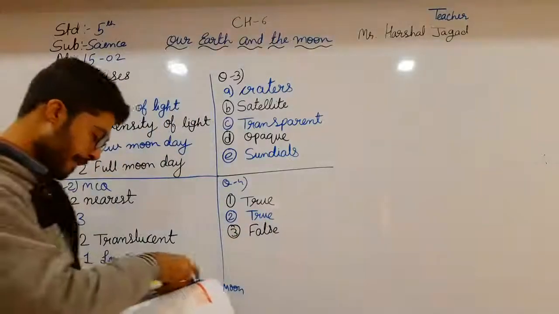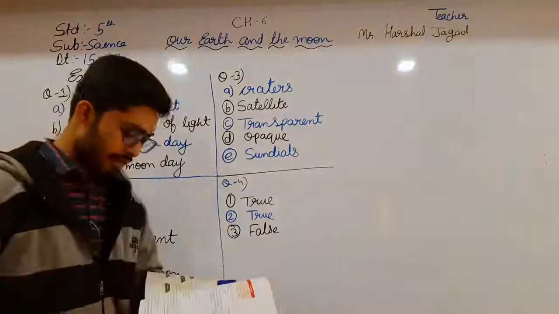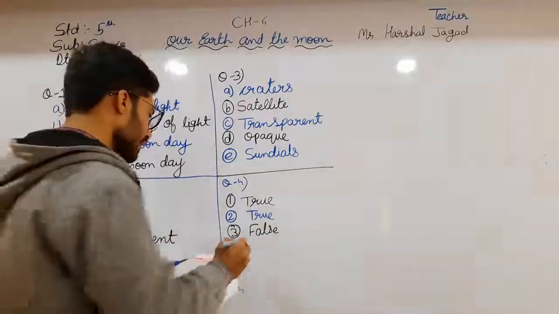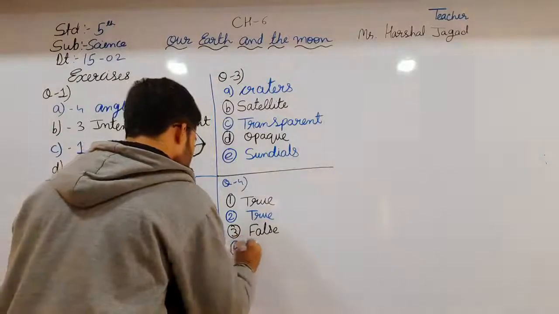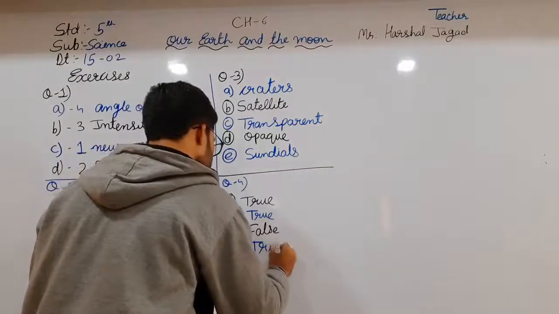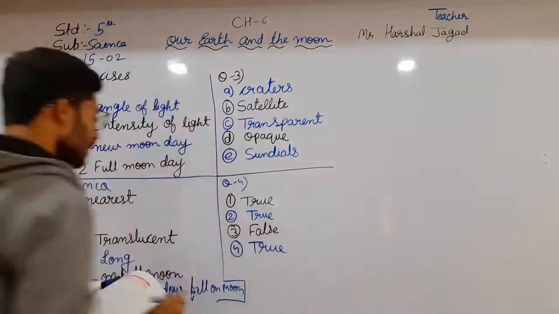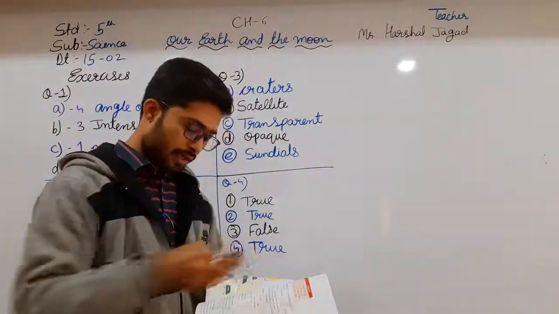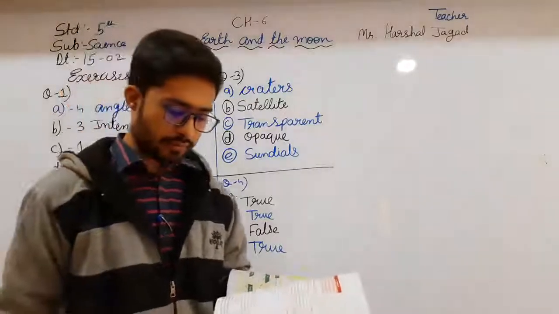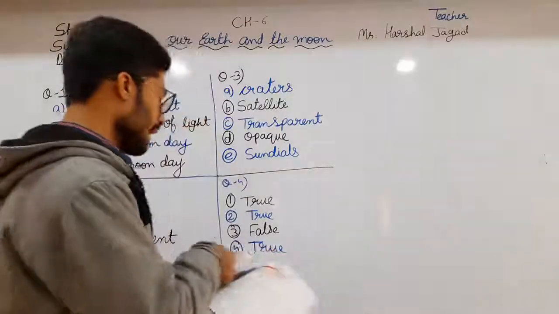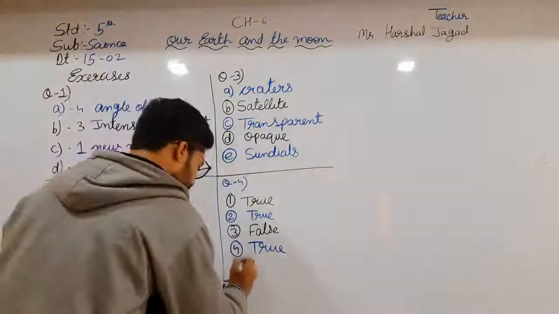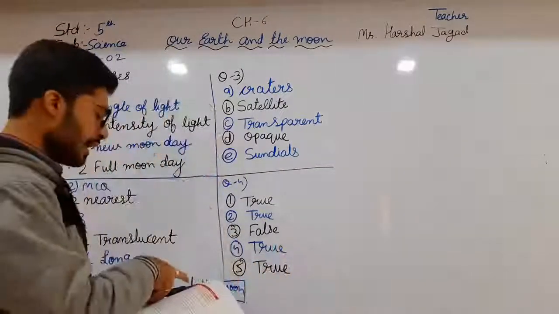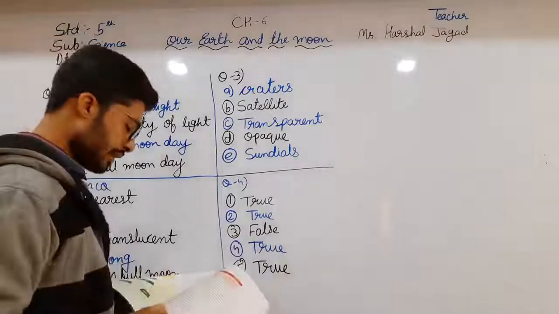Fourth one, in a sundial, the time is calculated by the length of the shadow. Yes, it is true. Fourth one is true. Okay. Fifth one, for an eclipse to occur, the sun, the moon and the earth must be in a line. Yes, that is true. Fifth one. Okay, so these are the answers of the exercise, students.